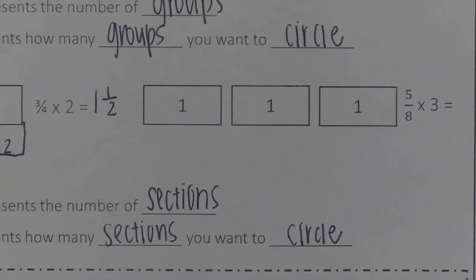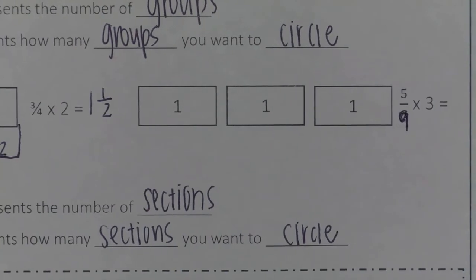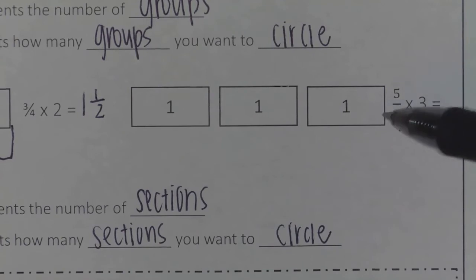Okay, now when I look at this one over here, I actually made a typo. I'm going to change that to be 9. Okay, so when I look at this model here, I see 5/9 times 3. So again, I have 3 wholes.